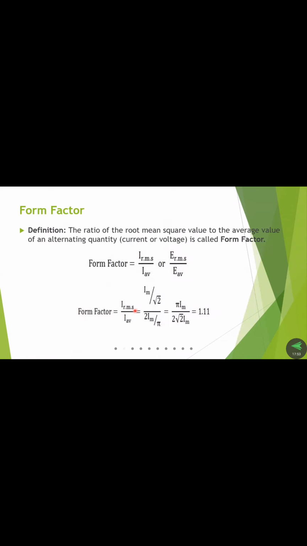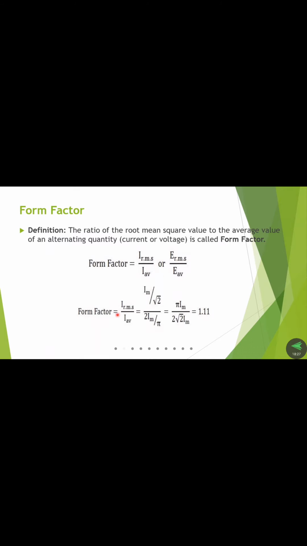Next, form factor. These are simple definitions. The form factor is the ratio of the root mean square value to the average value. It may be for the current or for the voltage also: I RMS by I average or E RMS by E average. So this is the formula we use for form factor.